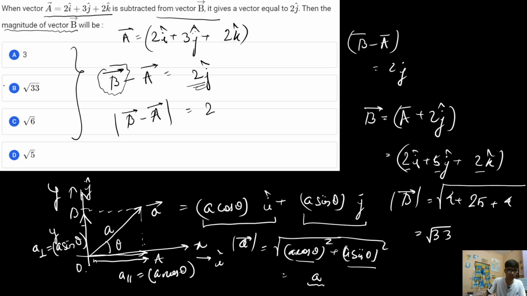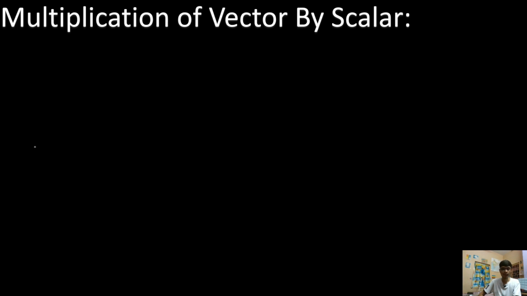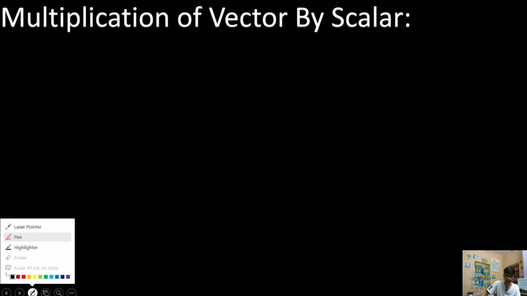That is basically option B. I hope this question was simple and clear. It is a very simple question that actually comes up in the JEE Mains examination. Now let us move on and study further the algebra of vectors.